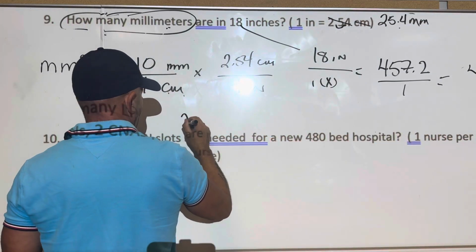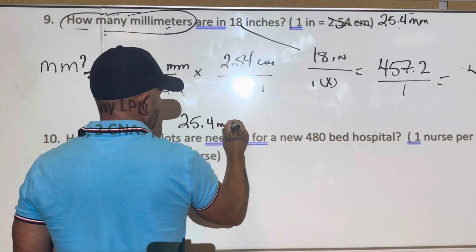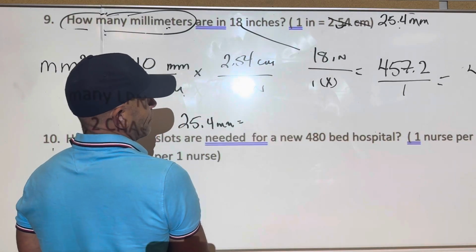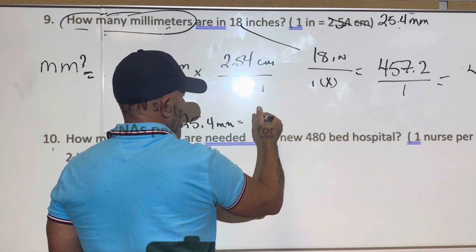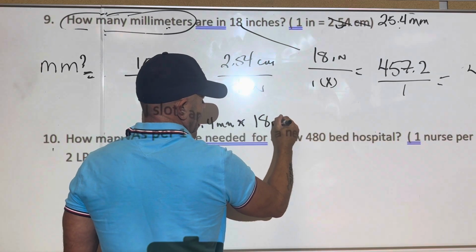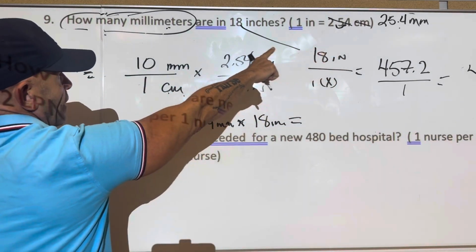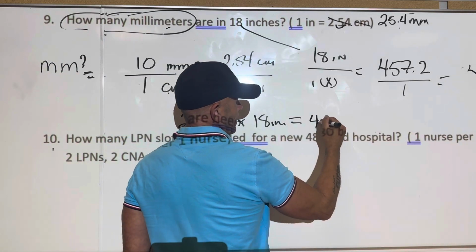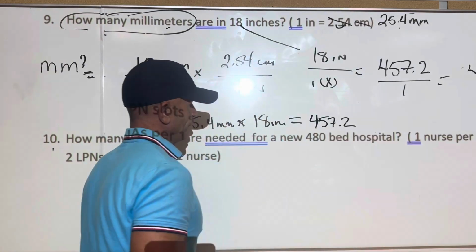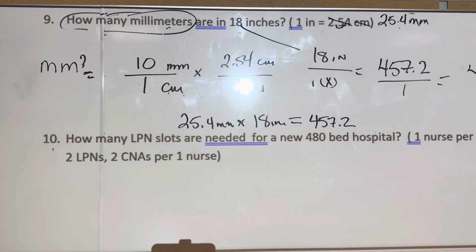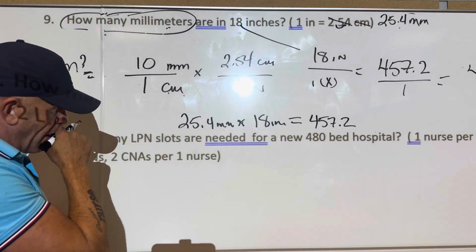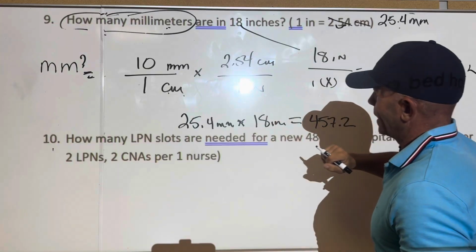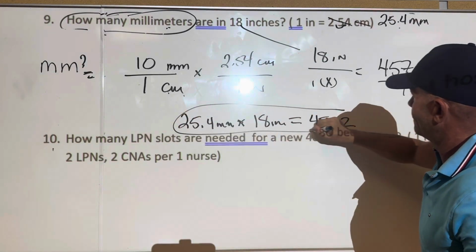So we come down here and we take 25.4 millimeters, because we know 1 inch equals 25.4 millimeters. So we take 25.4 times 18 inches, because 25.4 millimeters is in 1 inch. How many millimeters are in 18 inches? That gives you your 457.2. It's about converting, okay? Again, you need to know how to do this, but this is checking your work, right there.